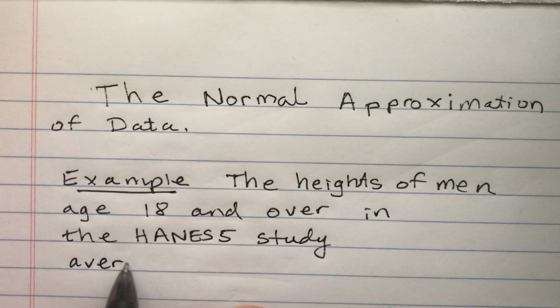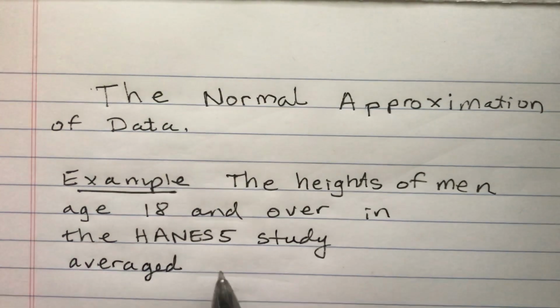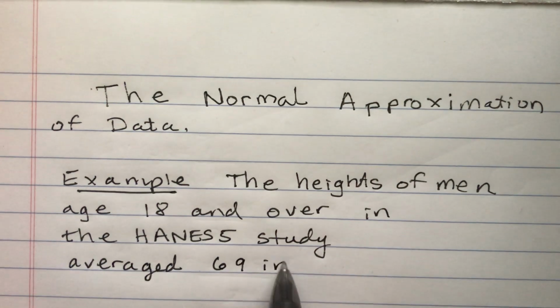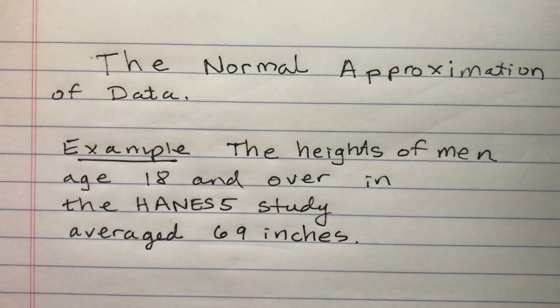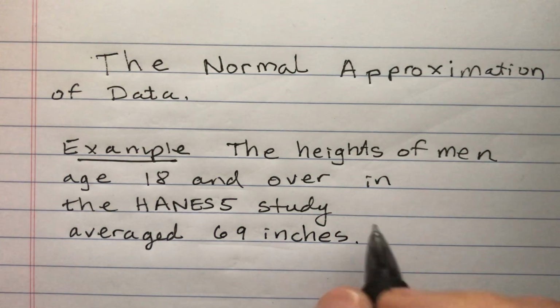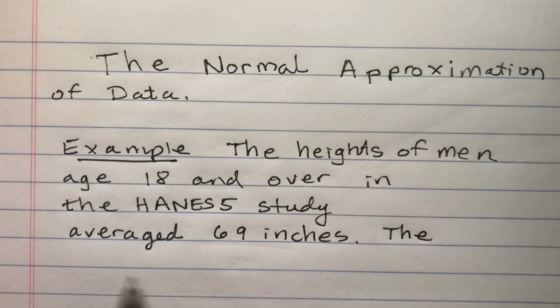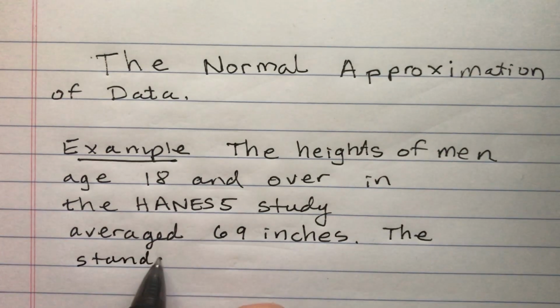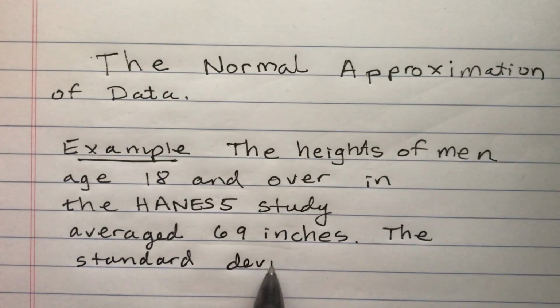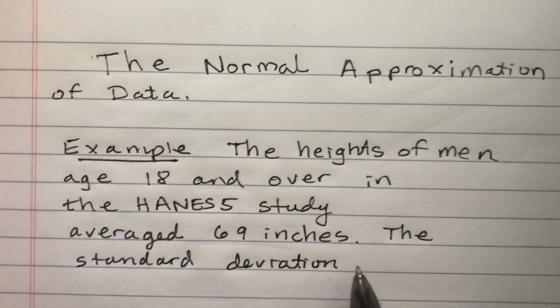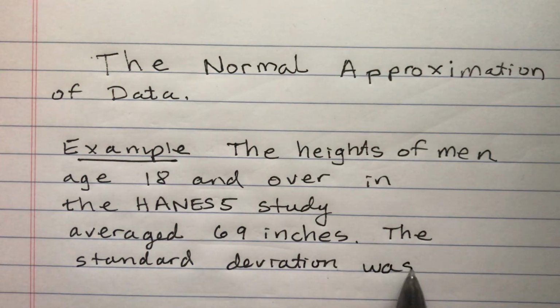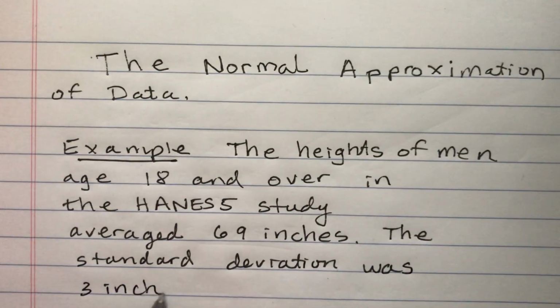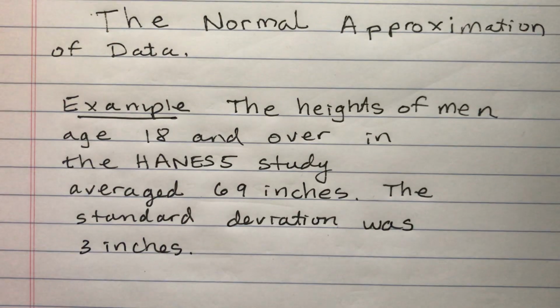averaged 69 inches. So this is apparently the height of American men in 2003. The standard deviation was 3 inches. Okay, so the population of heights is normally distributed.